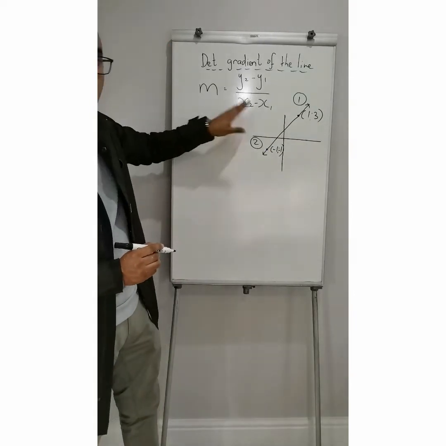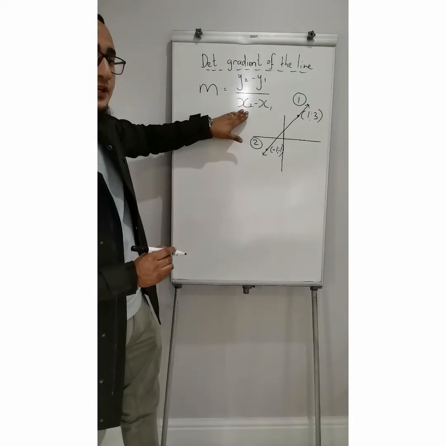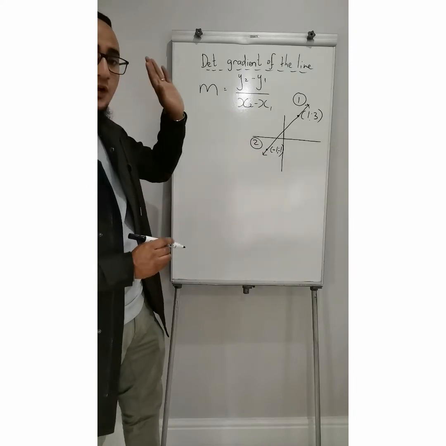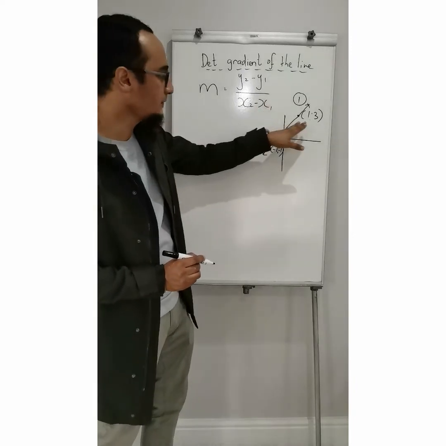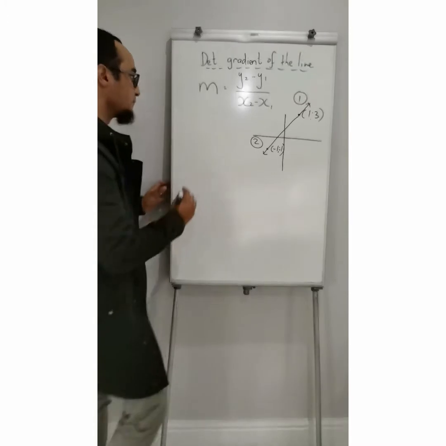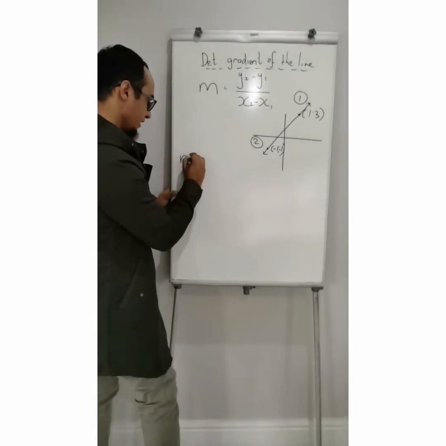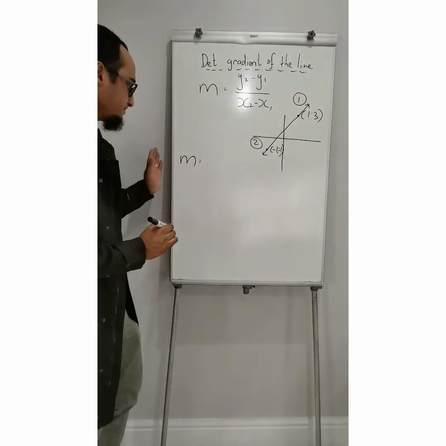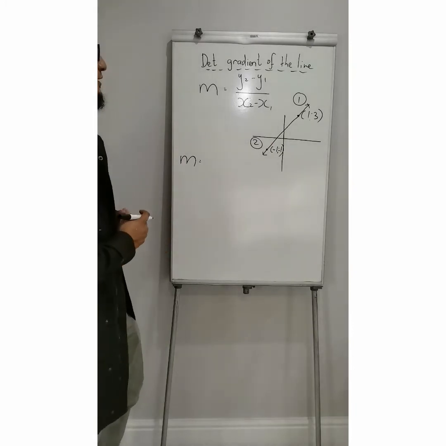Over there, the same thing goes to do with the x. What is the x value at point number 2? Negative 1. What is the x value at point number 1? 1. So, with that being said, let's begin. So, M is your gradient. That is the letter for gradient.